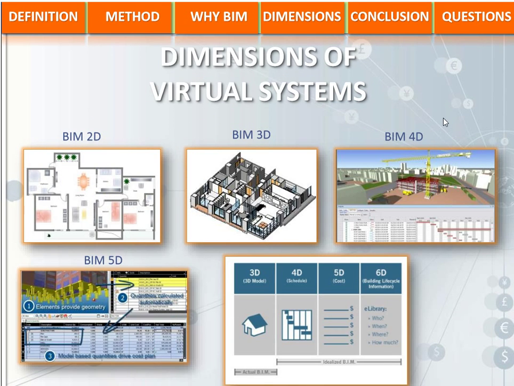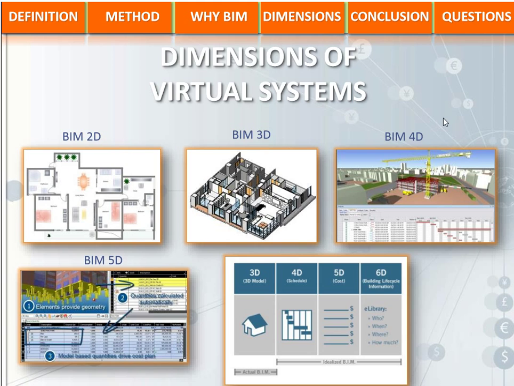Okay, what are the dimensions of BIM, the virtual systems? So we get 2D and 3D, which is what most of us already know, the visualization part. In software like Revit, we can integrate some information. Say, for example, we have a panel, we can embed information in it like cost, lead times, etc. that can then be used for further stages like 4D and 5D.